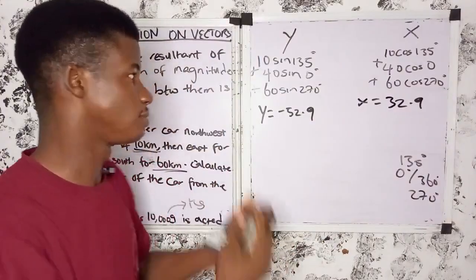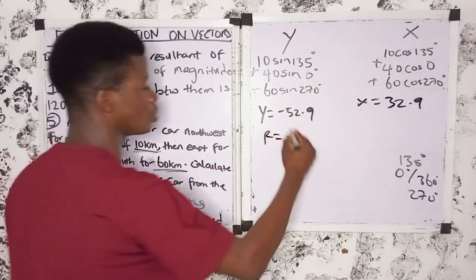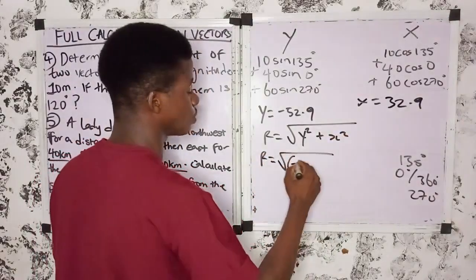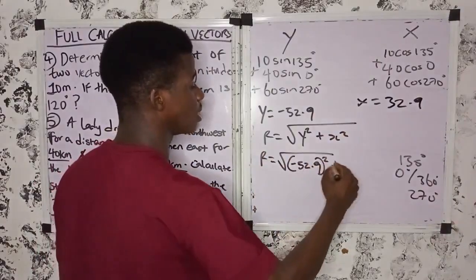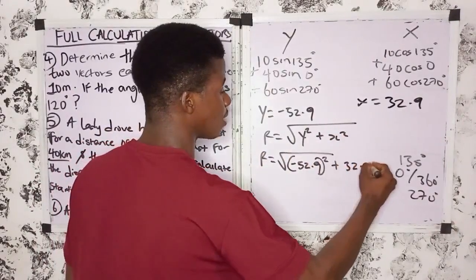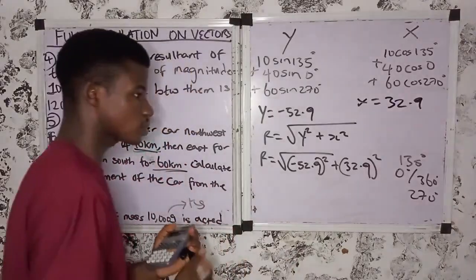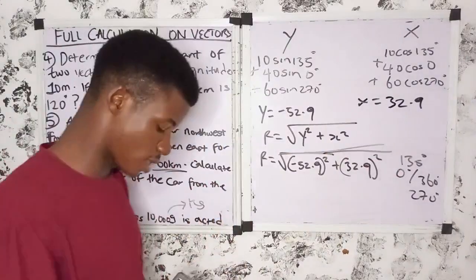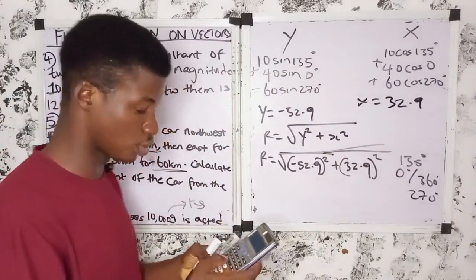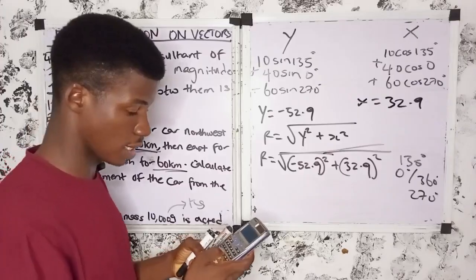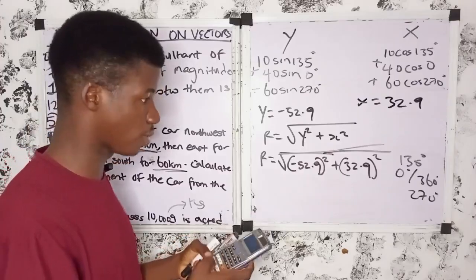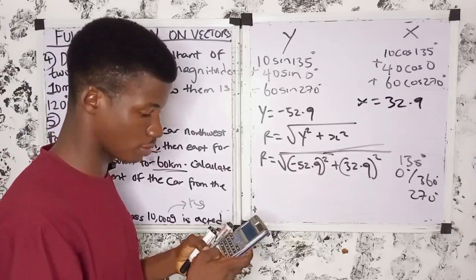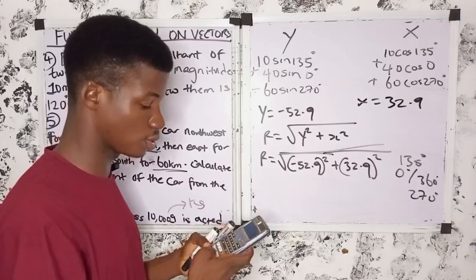Now let's get the total, which is the resultant. R is equal to root of y square plus s square, right? So R will be equal to root of bracket minus 52.9 all square, then plus bracket 32.9 all square. So let me just do everything straight.